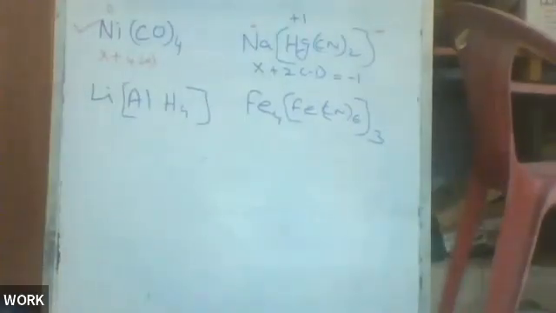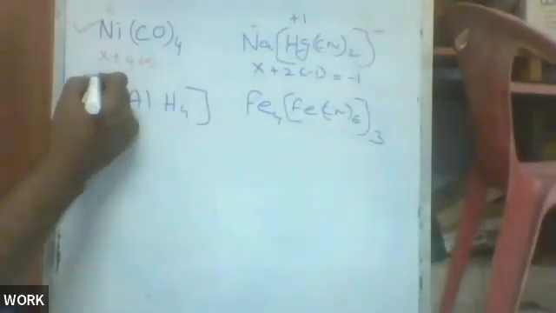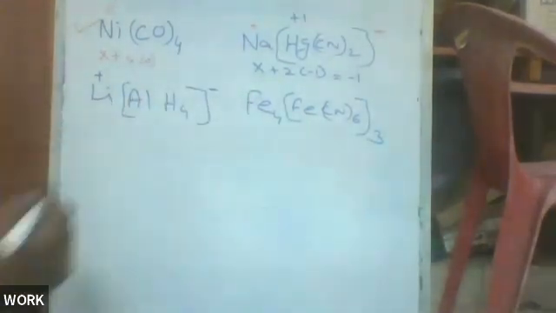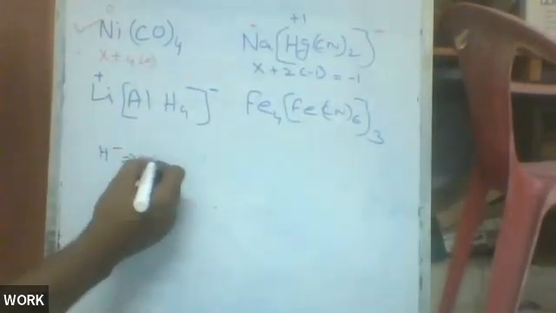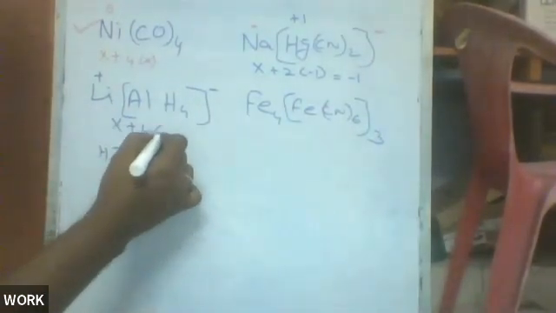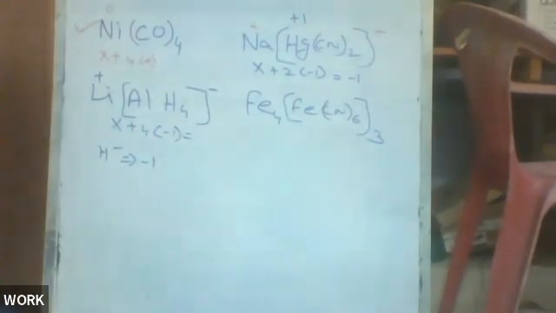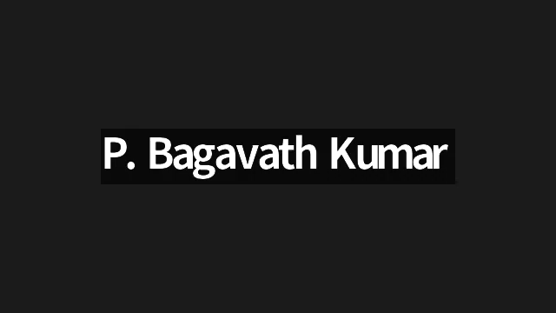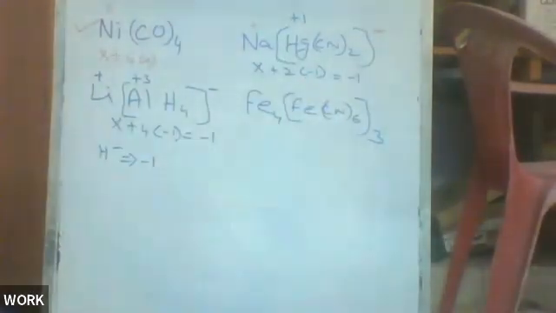Correct. You come here, lithium aluminium hydride. Li plus, AlH4 minus. Here hydride is there, H minus, it will give minus 1. So X plus 4 into minus 1 equals minus 1. Then what is it? 3. So plus 3 oxidation. If you work this out, you understand very clearly.